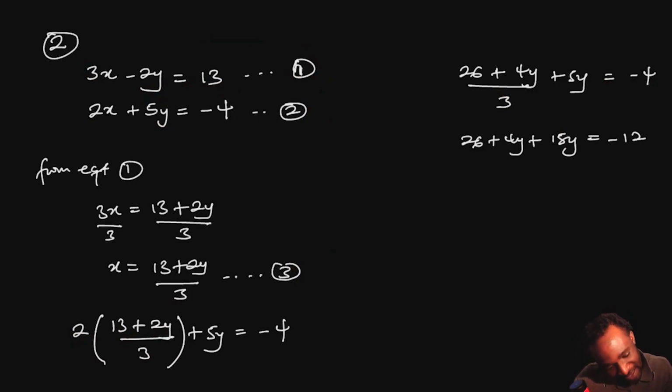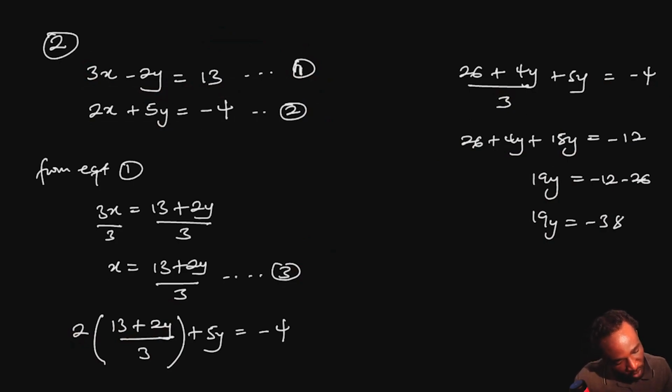So we're going to go ahead and further simplify these. What do we get over here? 4y plus 15y is going to be equal to 19y. Then we take this 26 over to this side and make it minus, so minus 12 minus 26. Then 19y is equal to minus 12 minus 26, which is minus 38.